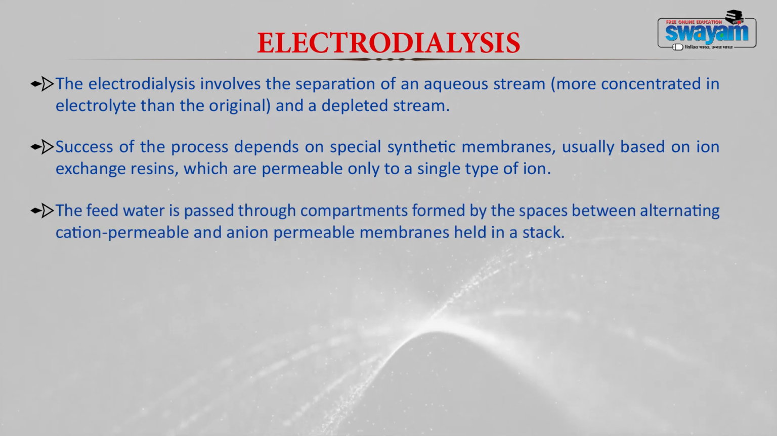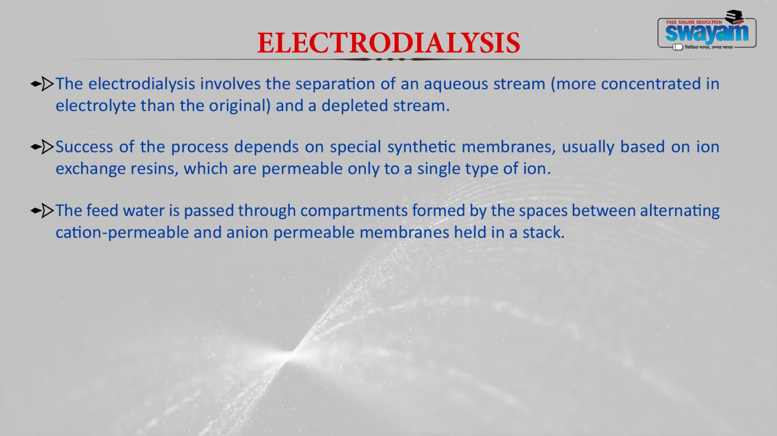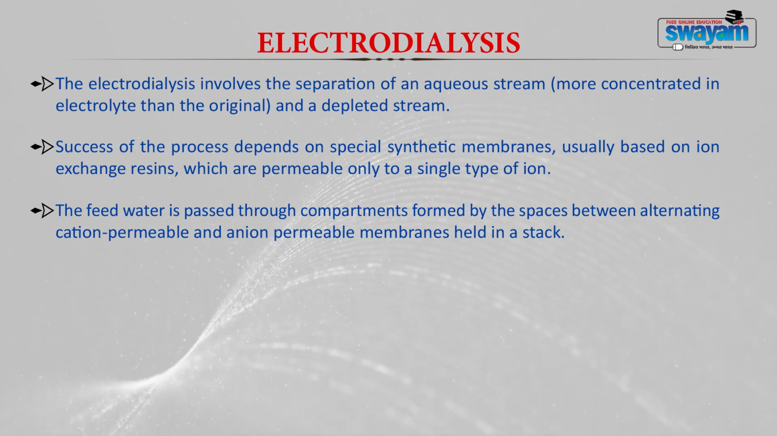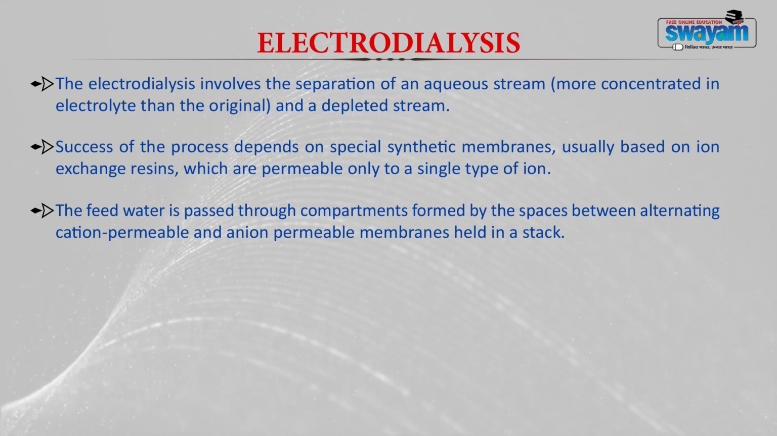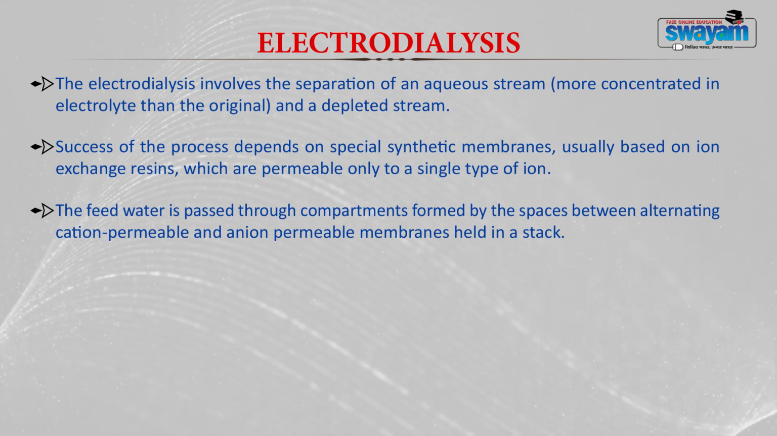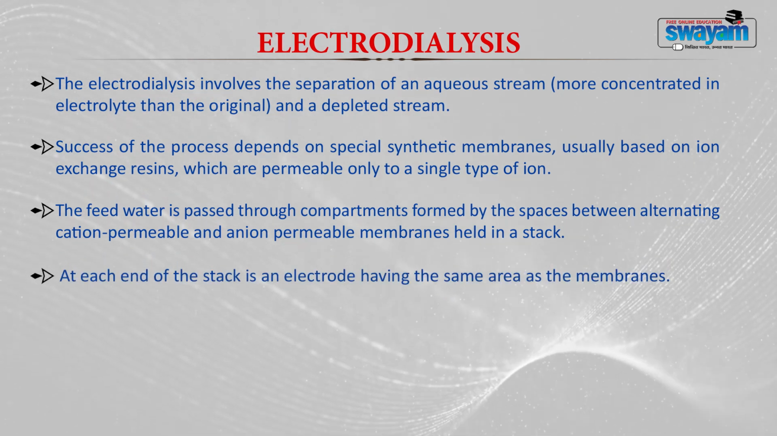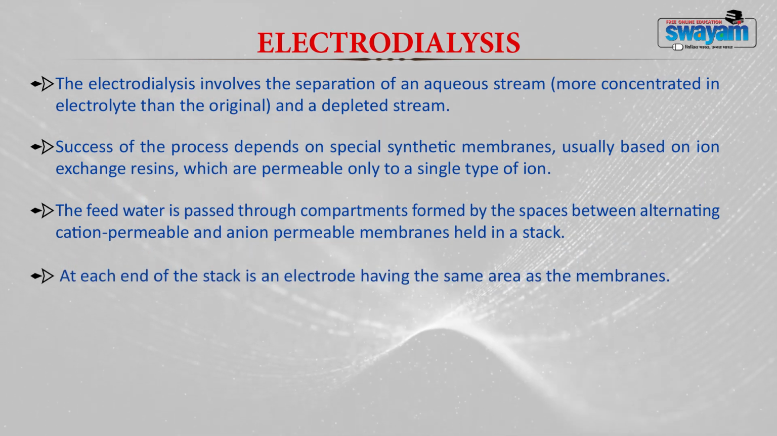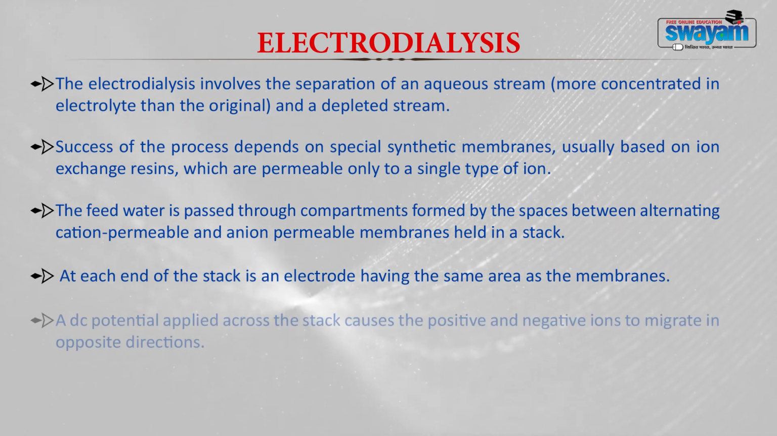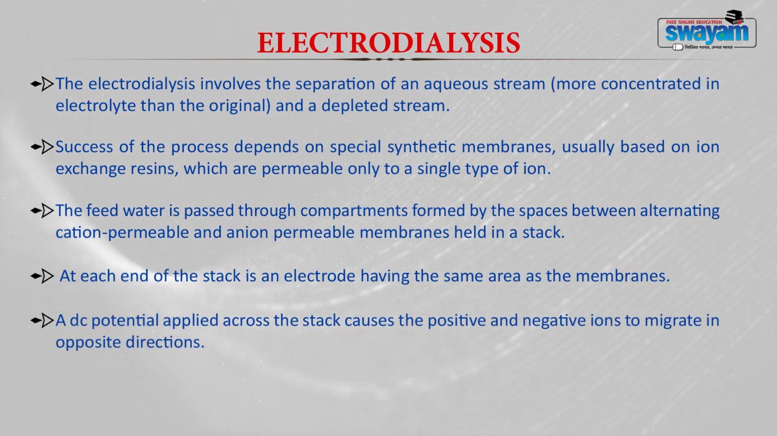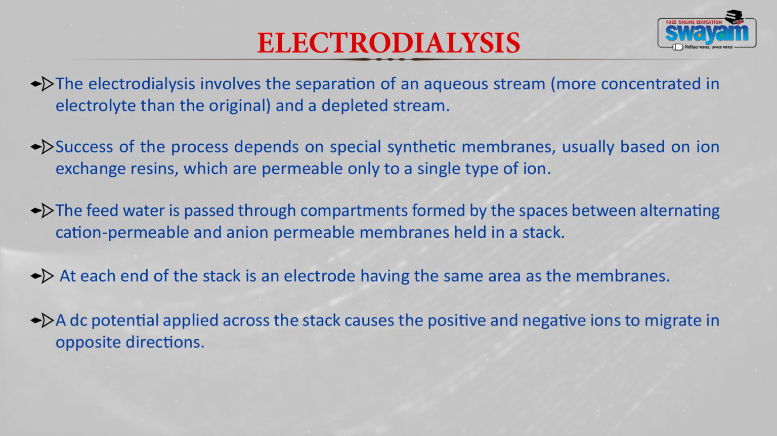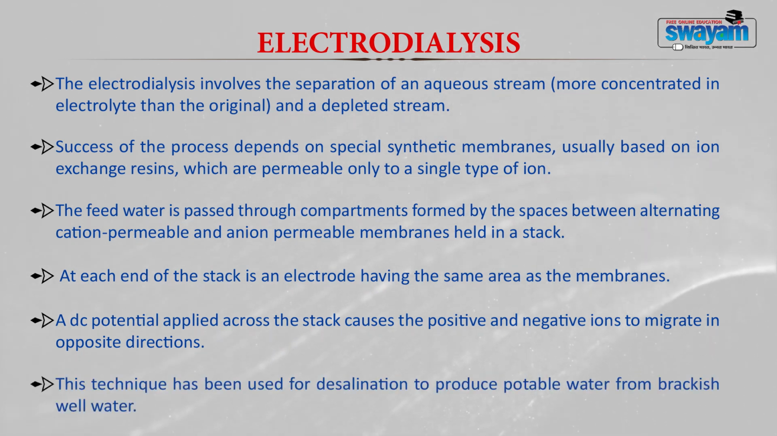Now, the feed water is generally passed through compartments formed by the spaces between alternating cation and anion permeable membranes which are held in a stack. At the end of each stack, you can have an electrode having the same area as that of the membrane. Now, a DC potential will be applied across the stack which causes positive and negative ions to migrate in the opposite direction. This technique is generally used for desalination of brackish water.